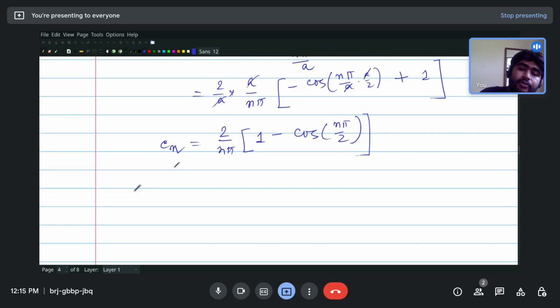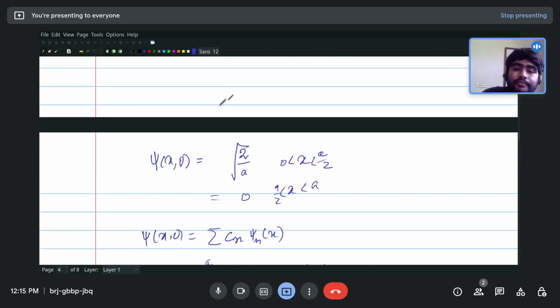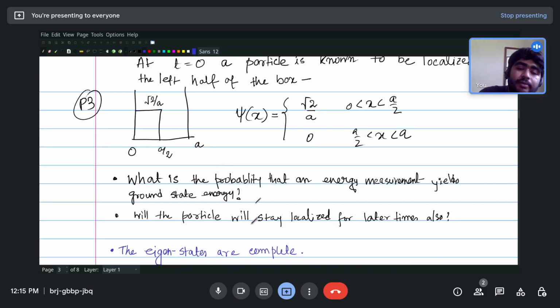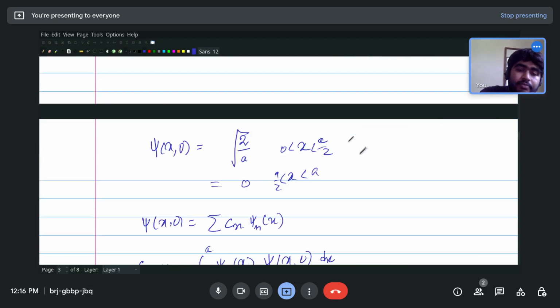Okay, and if you know the Cn, then the Cn mod square will tell you the probability of being in that state. So now the question asks what is the probability that this energy measurement will give you the ground state energy, right? So for this you calculate C1 mod square. Okay, and now the next question is, will the particle stay localized for later times? You cannot tell for sure, but you can do the calculation.